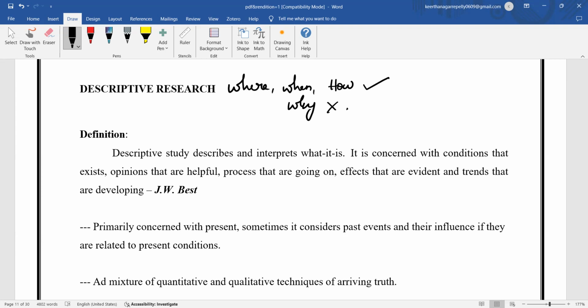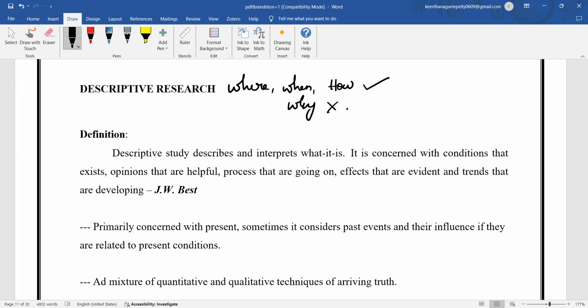Now as in descriptive research, you can explain that in the supermarket they're purchasing so and so item. 70%, 90% of the population is purchasing this particular item. Now here you can tell where it is purchased, when it is purchased, and how it is purchased.